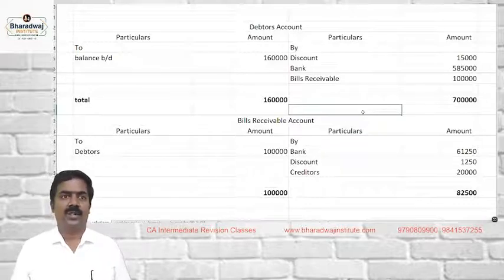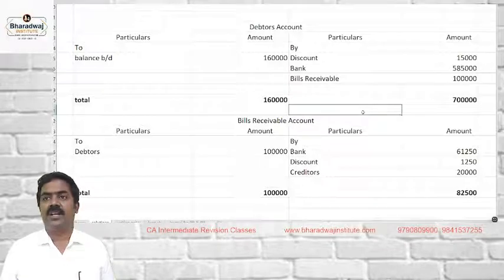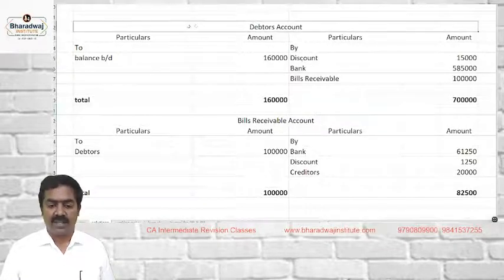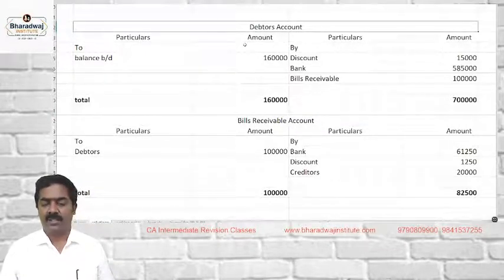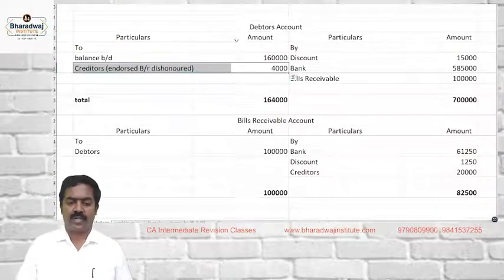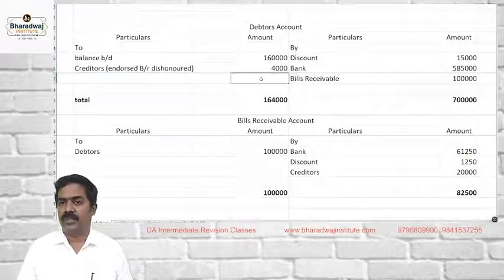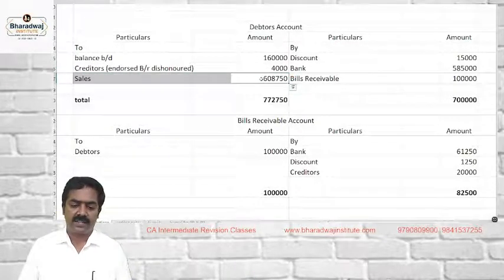Wait, it is not over. Endorsed bill dishonored is given to us. What is the journal entry for endorsed bill dishonored? Debtors account debtor to creditors account. That will affect both creditors account as well as what? Debtors account. So debtors account debtor to creditors account. Endorsed bill dishonored 4,000. Then what is the sales?